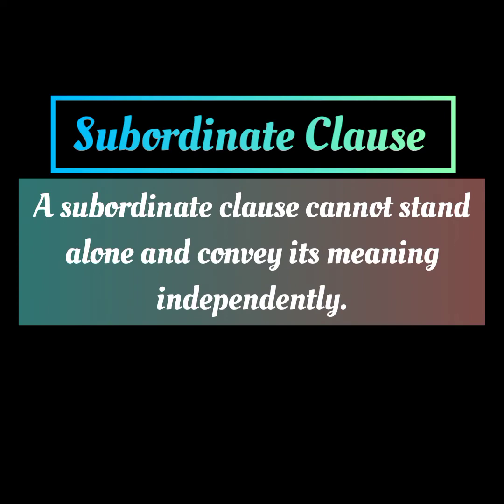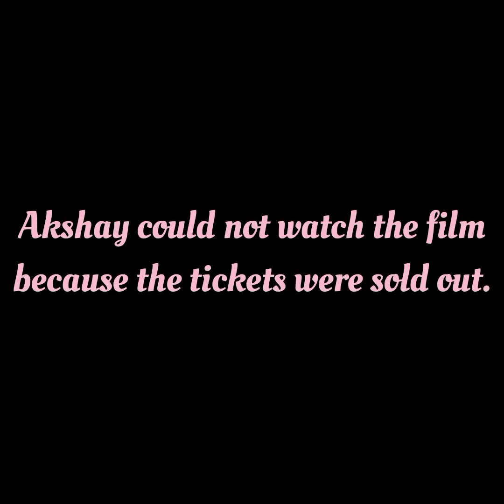A subordinate clause cannot stand alone and convey its meaning independently. It is always linked to a main clause and depends upon it to make its meaning clear. Here is an example for you. Akshay could not watch the film because the tickets were sold out. Here, the main clause is Akshay could not watch the film. The second clause, the tickets were sold out, will not make sense without the main clause. It is a dependent clause in the sentence and tells us the reason why Akshay could not watch the film. The two clauses are joined together by the conjunction because.